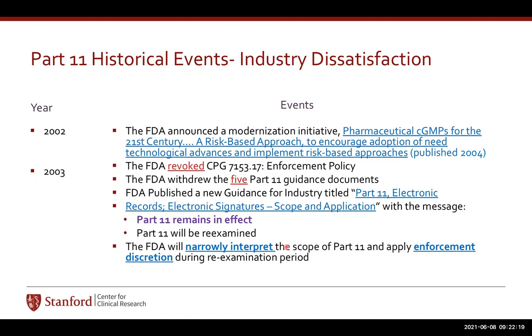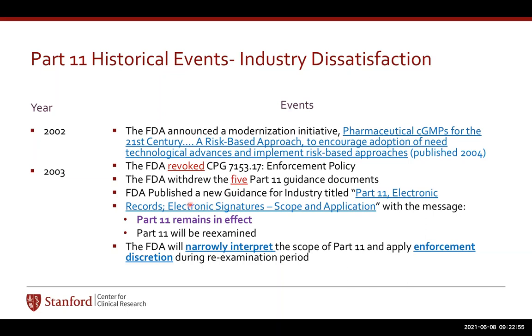Again, FDA listened to that. They said, okay, fine, if you are not able to adopt it, then we can do something about it. They came up with pharmaceutical GMP for the 21st century. They said it will be risk-based. They also said that since you are not able to really understand Part 11, they will go ahead and revoke the compliance policy guide and the 5 guidance documents that were done.